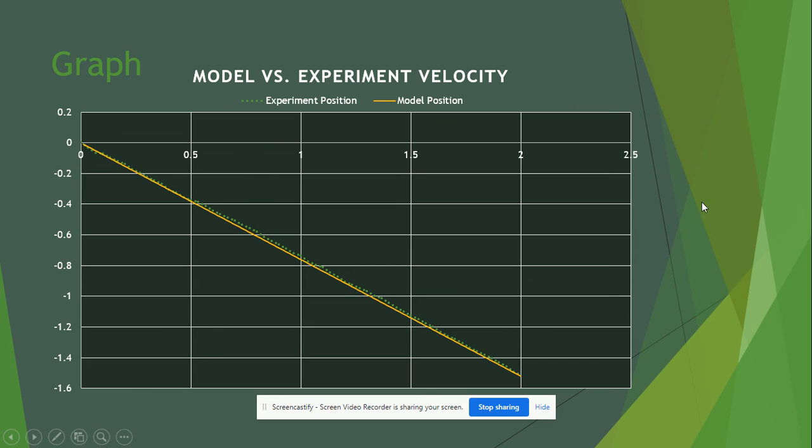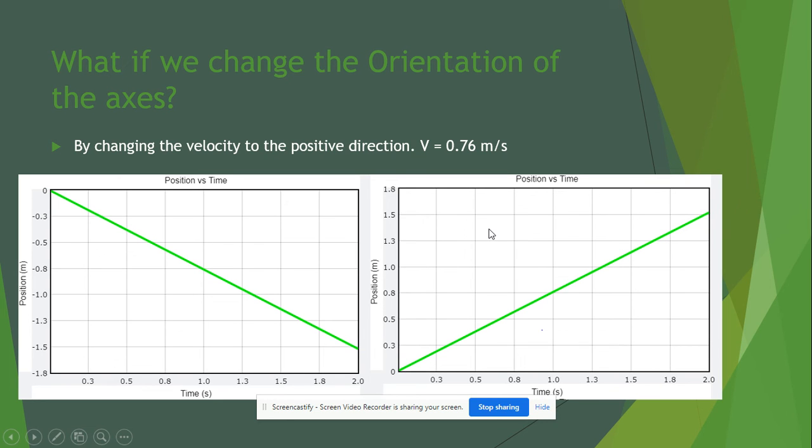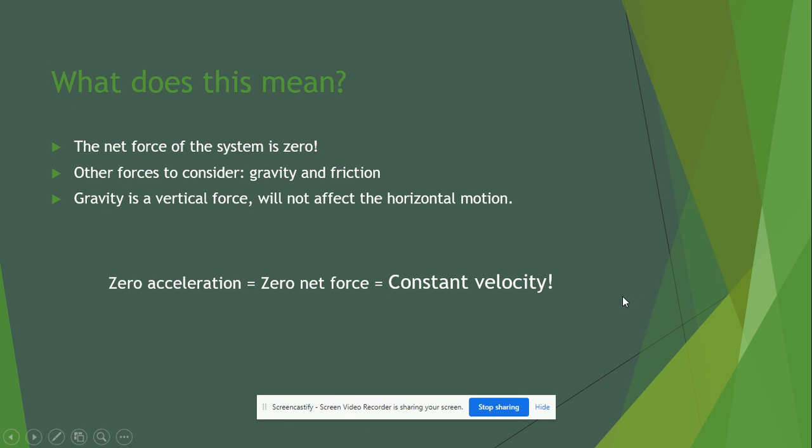If we were to change the orientation of the axes, we see that the direction of the velocity changes. This is because the slope of the graph determines the direction of the object. In this instance, the cart was moving in the negative direction in the experiment. Therefore, the axis represents the direction of displacement of the cart. Ultimately, this means that the net force of the system is zero.